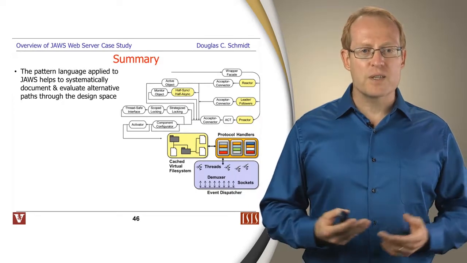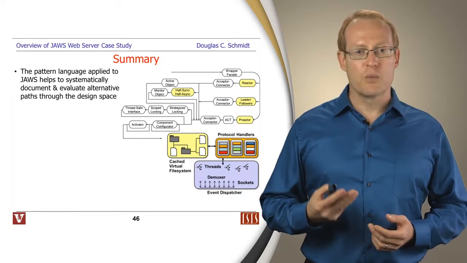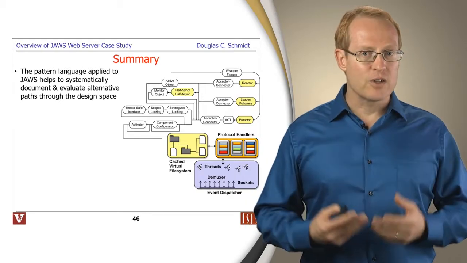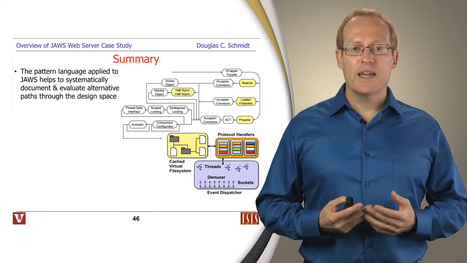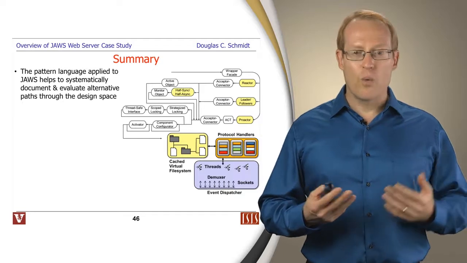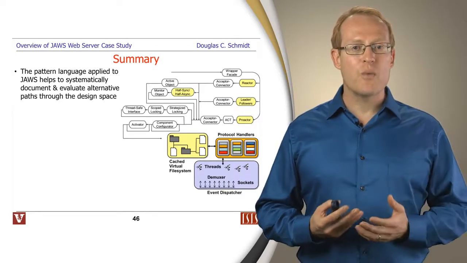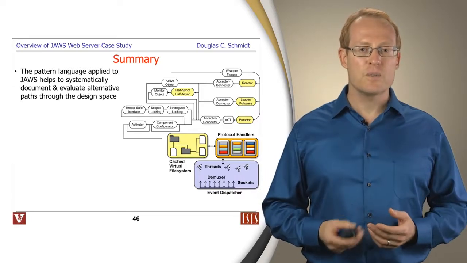So to summarize this section, the pattern language that we'll be discussing here will allow us to navigate through the design alternatives in a systematic way. It'll help us to document what we do. It'll help us to explain to other people the reasons why we chose certain paths through the design space.